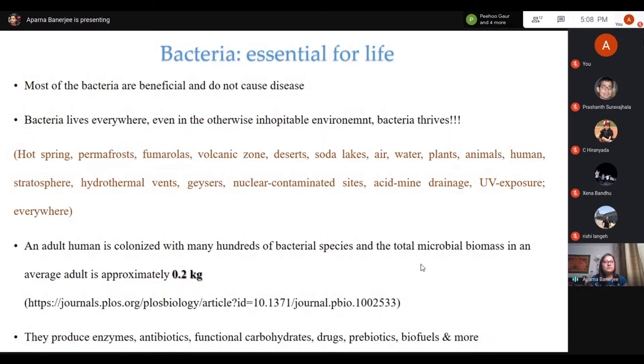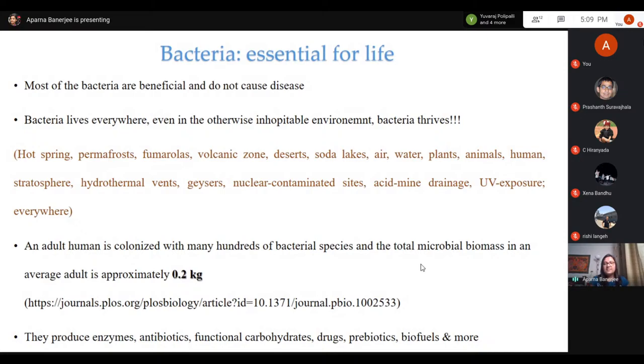And why do we need to talk about microorganisms? Because microorganisms are very helpful to us. They produce enzymes, they produce antibiotics that we take for our regular diseases or bacterial infections. They produce some functional carbohydrates, for example what we call functional food, sometimes called prebiotics, that boost our immune system so that we become more powerful. They produce many different types of drugs, and they also produce biofuels and more.